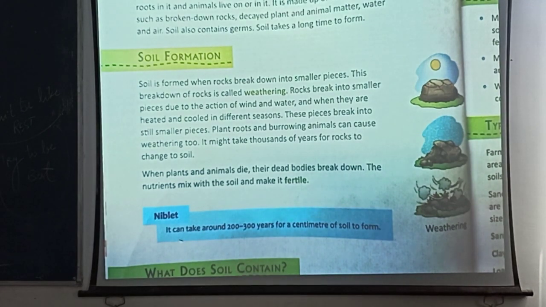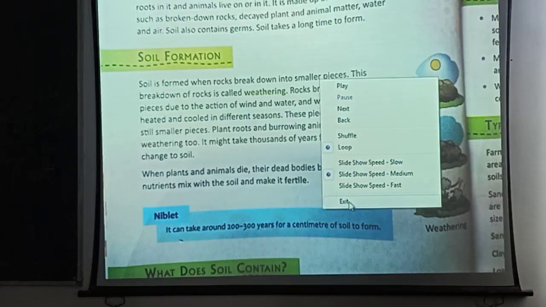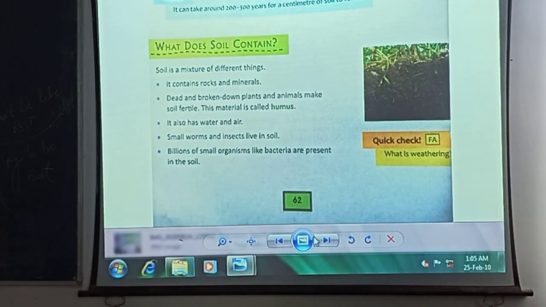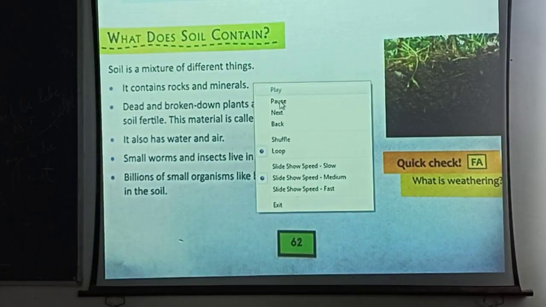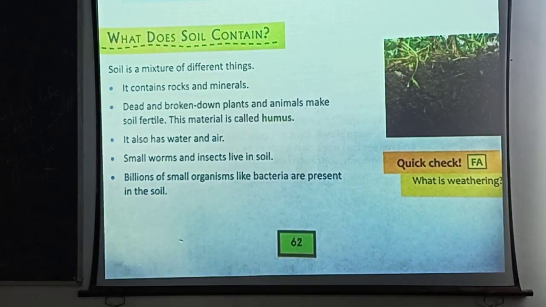Alright students, after this we have to read what soil contains. So I am just moving on to another slide, yes, here it is. Let me pause it. So let's talk about that. What does soil contain? Soil is a mixture of different things, as you can already see.